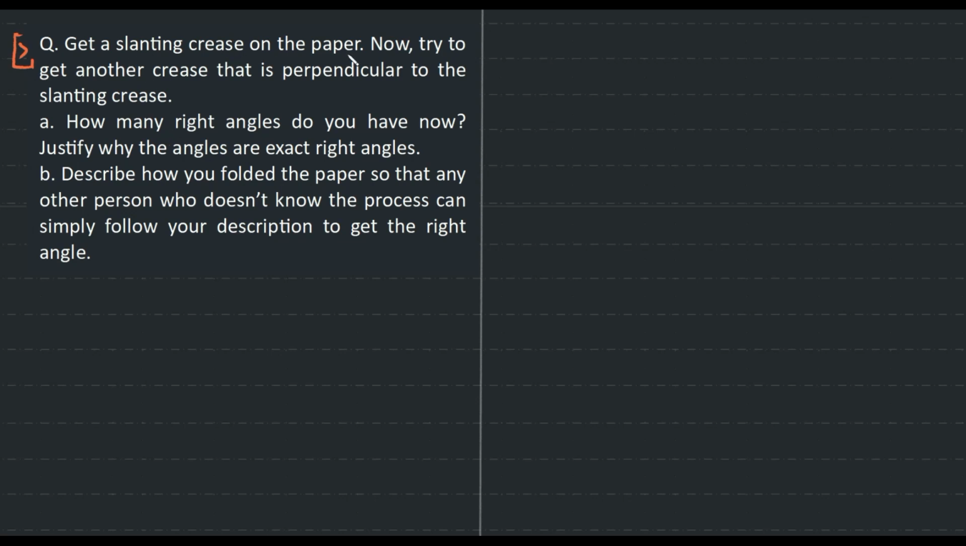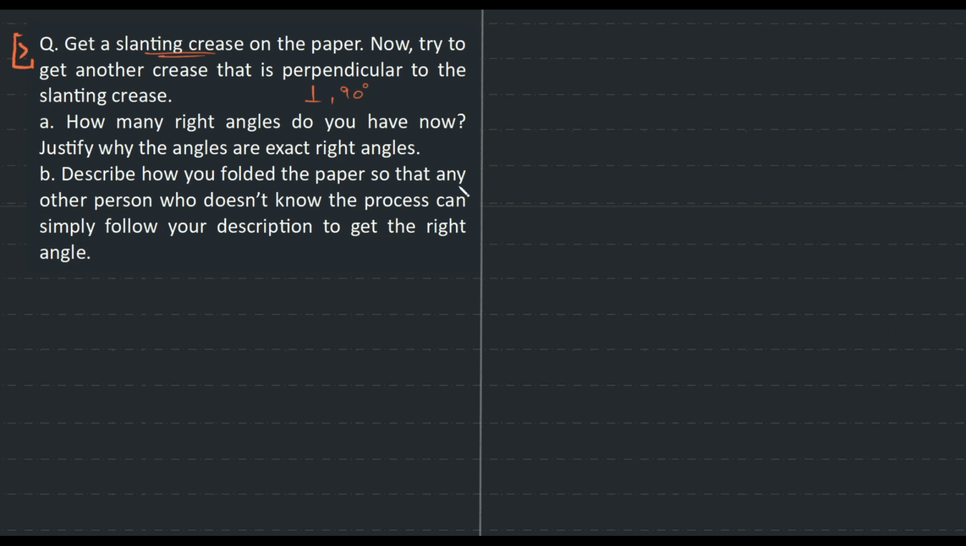Get a slanting crease on the paper. Now try to get another crease that is perpendicular to the slanting crease. Perpendicular has to do with, well, 90 degrees, right? Now, what is this slanting crease? And how many right angles do you have now? Justify why the angles are exactly right angles.